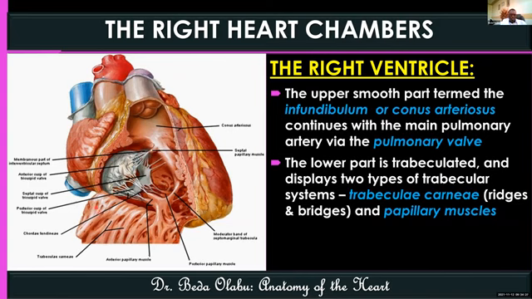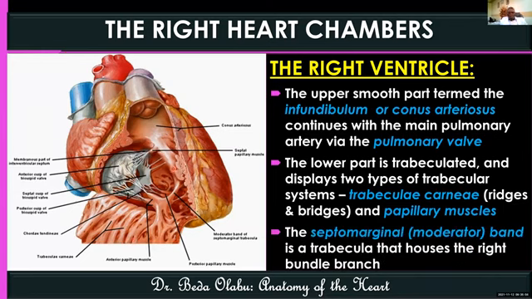Now, there are two types of trabeculae carneae. These longitudinal ones are called the ridges, and the tiny ones that join them are called the bridges. That is a bridge, and that's a ridge. These are ridges, and that tiny one is a bridge, but these other two are ridges. So we have ridges and bridges. Those are the trabecular systems within the right ventricle, although we can extrapolate that also to the left ventricle.